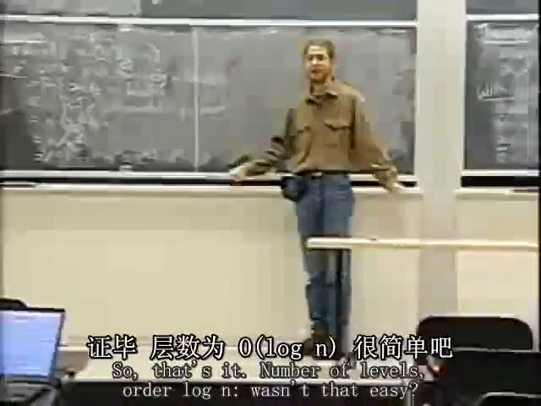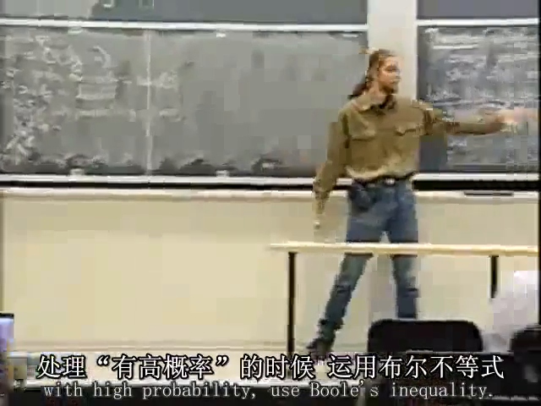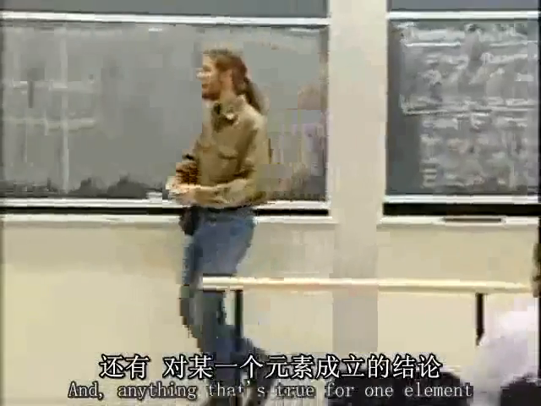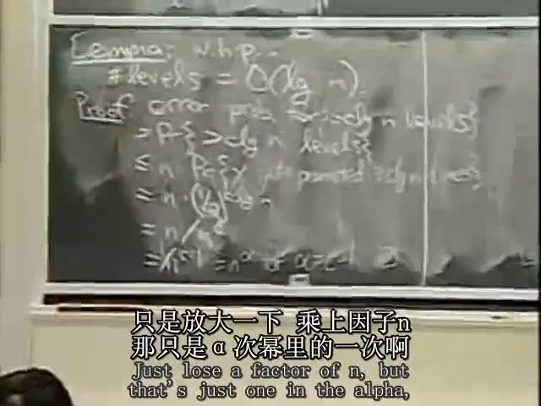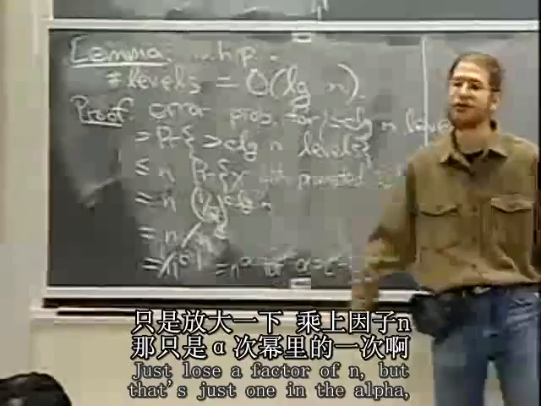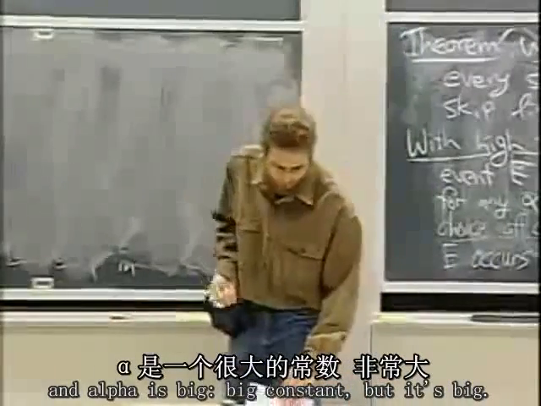Wasn't that easy? Boole's inequality. The point is, when you're dealing with high probability, use Boole's inequality, and anything that's true for one element is true for all of them. Just like that. Just lose a factor of n, but that's just 1 in the alpha. And alpha is big. Big constant, but it's big.